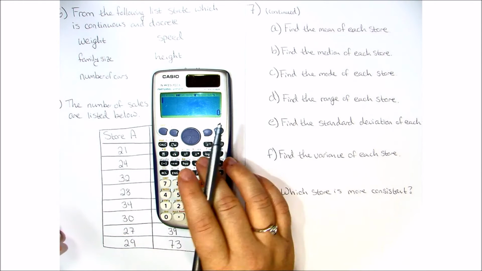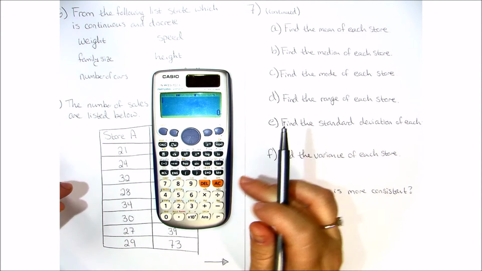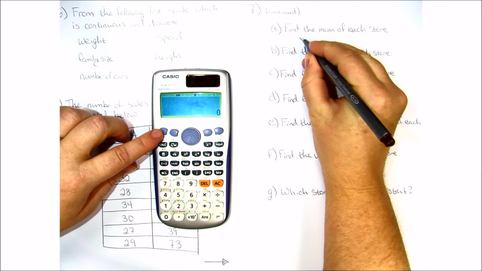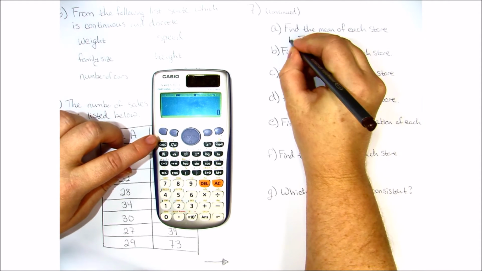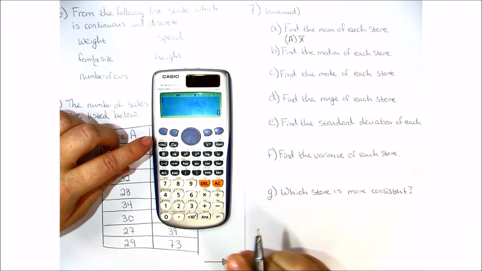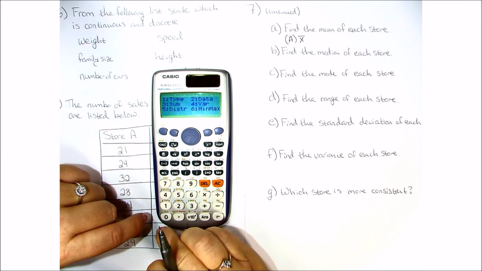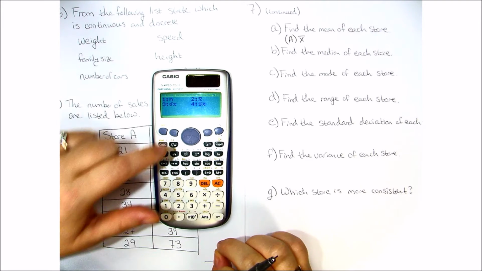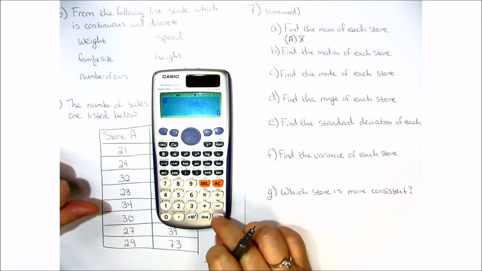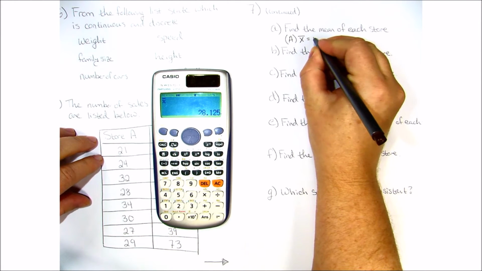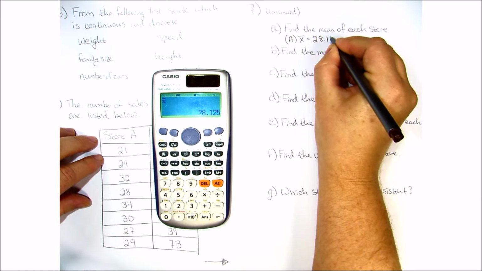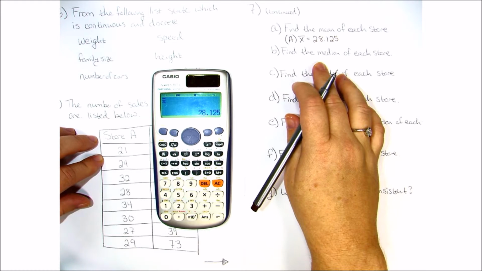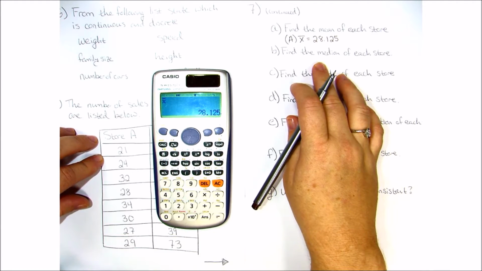So store A, I'm going to go ahead and just do in brown so that it'll be easy to see. We'll do first the mean of store A. So this is store A. Shift 1. Now our data is already in there. We're going to just figure out the mean. And the mean is 28.125.